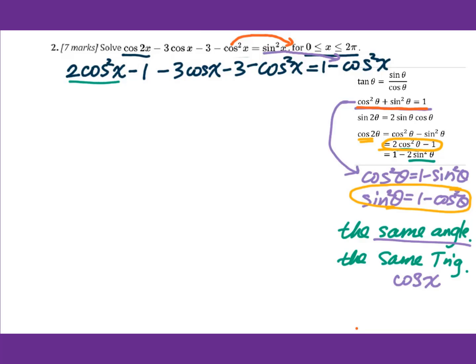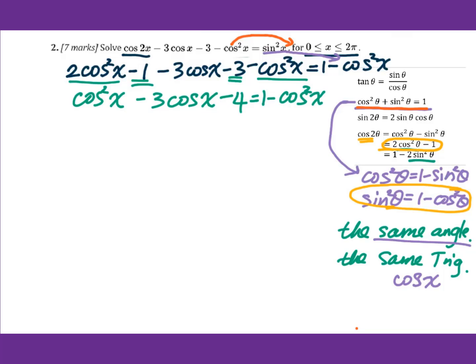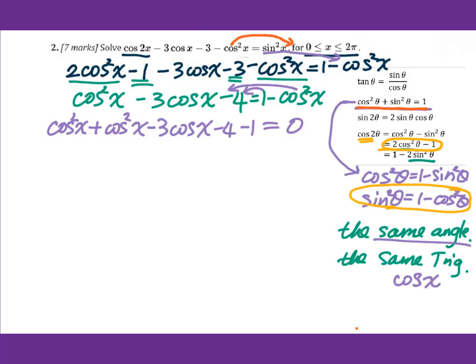So let me combine like terms. These two, you will get cosine square x minus 3 cosine x. These two, minus 4, equals 1 minus cosine square x. You know this is a quadratic pattern equation, so move everything to the left side and get equal to 0. You will get cosine square x plus cosine square x minus 3 cosine x minus 4 minus 1 equals 0. Combine like terms: 2 cosine square x minus 3 cosine x minus 5 equals 0.